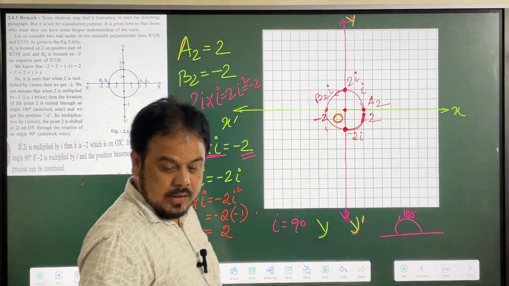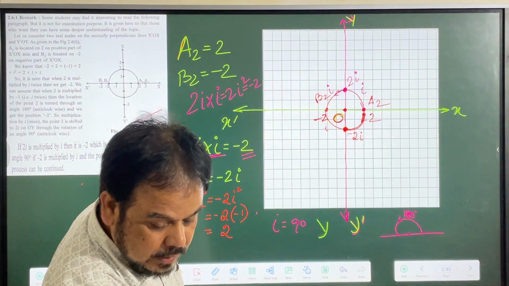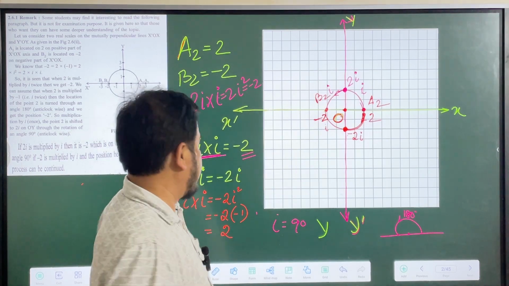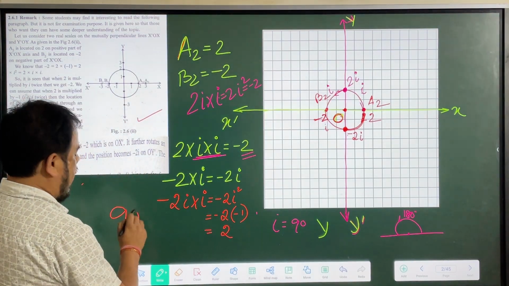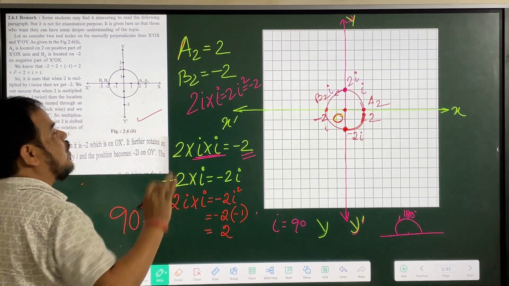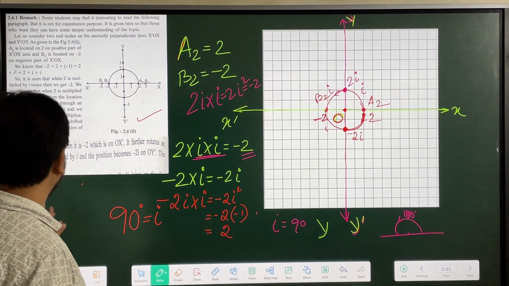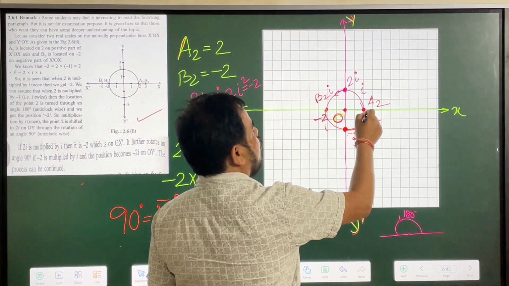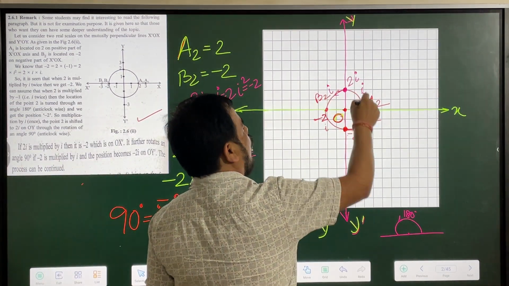So here to here, 90 degrees means i. Remember that 90 degrees means i. i times movement means 90 degree movement. So I hope you understand this. This way you can go on processing. So here 2, again 2i, this way you can go on multiplying.